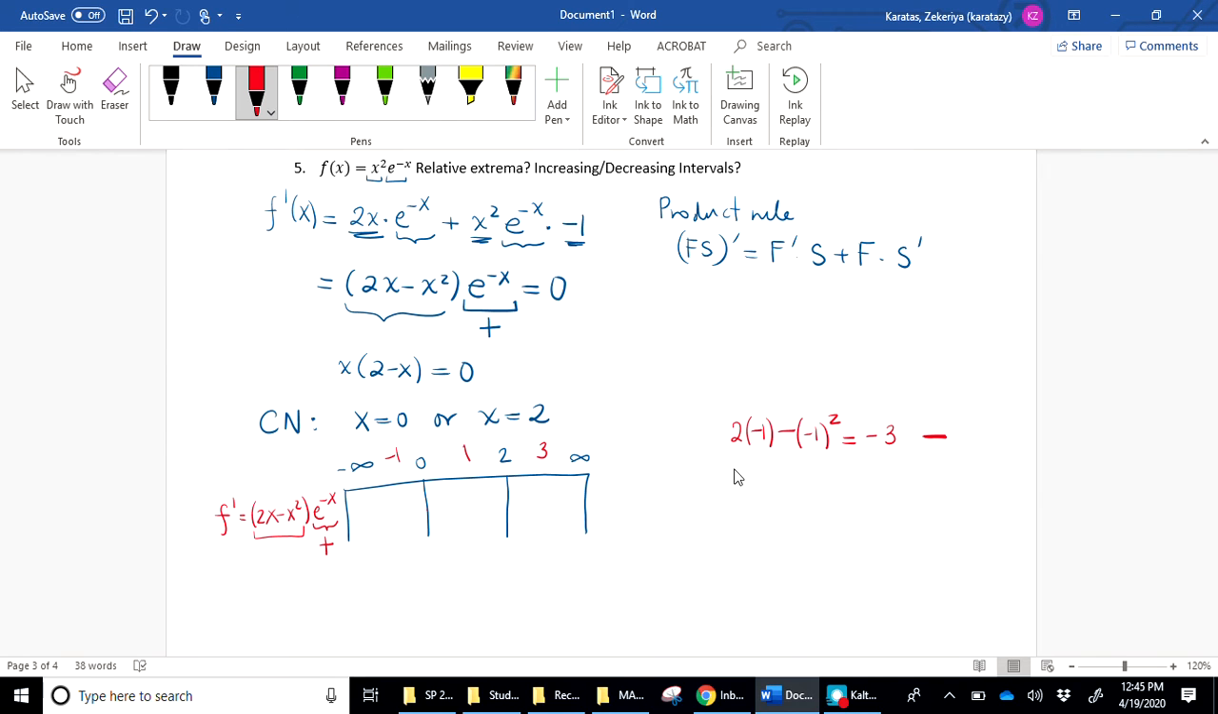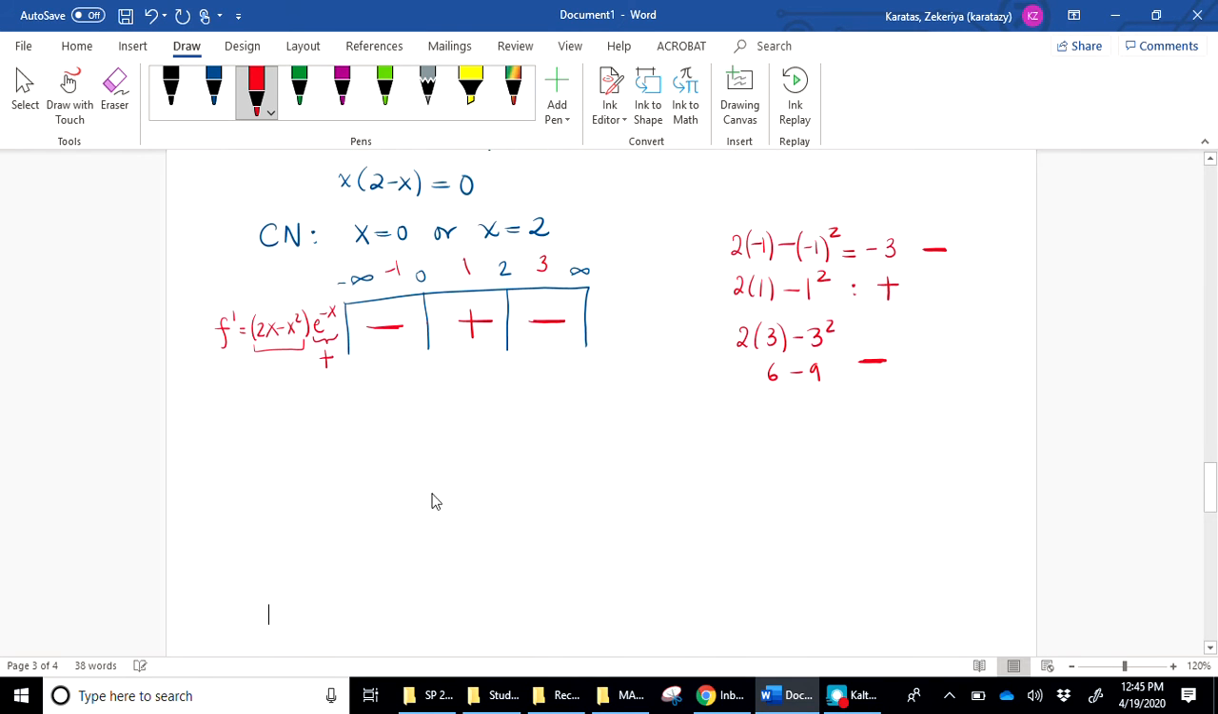If you plug in 1, it's 2 times 1 minus 1 squared. That's going to be positive. And if you plug in 3, 2 times 3 minus 3 squared, so that's 6 minus 9, and that's going to be negative. So the signs are negative, then positive, then negative. So our function first decreases, then it's increasing, and then it's decreasing. Here it has a relative max. Here it has a relative min.